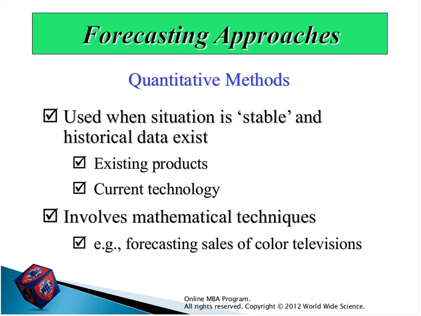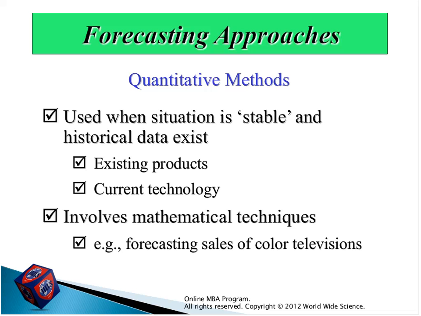By use of the real demand in the past or in the last months or last days, you can use them to forecast the future, the next month or next day. So they are used for existing products that you are producing. And it's used for current technology. It's not for new technology. So when you want to forecast demand for your product that you are currently producing, you can use quantitative methods because you have historical data.